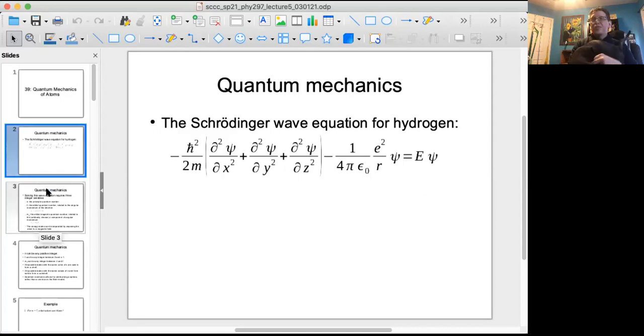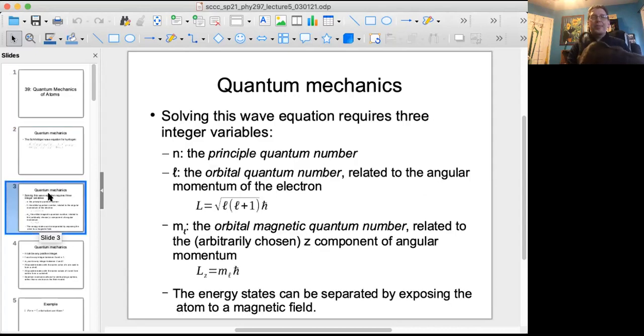So we're not going to derive the solution, but we can still talk about it. Solving the wave equation requires three integer variables. The first is n, the principal quantum number, which we've already talked about quite a bit. That's the n that's come up when talking about the Bohr model and also when talking about the infinite square well. You have those quantized energy states. So that's the n that we're talking about.